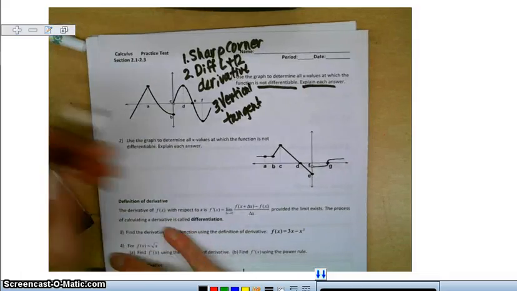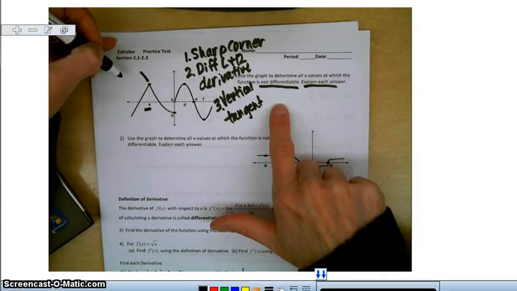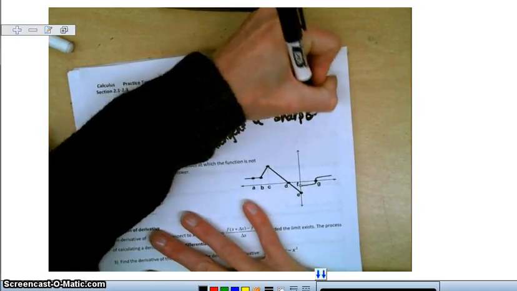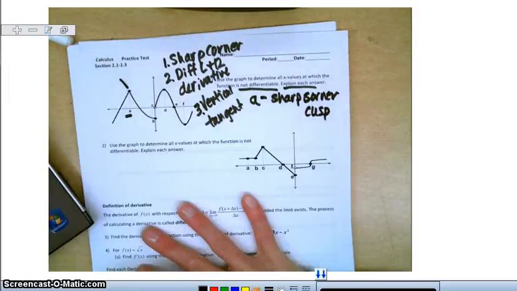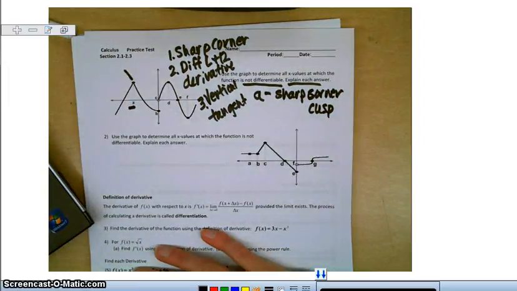So I can see right here A is not differentiable, so that would be one of the places where it's not differentiable. And the reason for A would be because there is a sharp corner. That's sometimes referred to as a cusp. If you've never heard that before, a cusp is another way in mathematics to refer to a sharp corner.